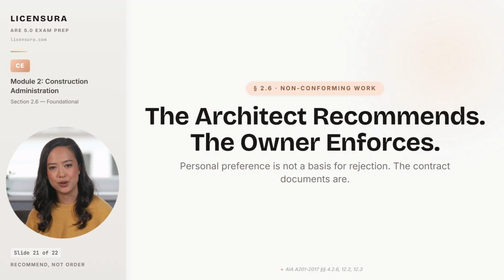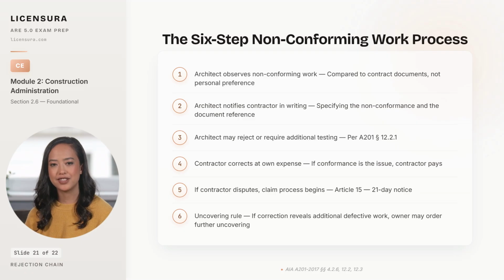6 steps separate observation of non-conforming work from corrective action. Walk the 6 steps so the architect's role at each one stays clean. Step 1. The architect observes the work and compares it to the contract documents, not to the architect's personal preference, not to what would have looked better, but to the specifications and drawings that the parties agreed to.